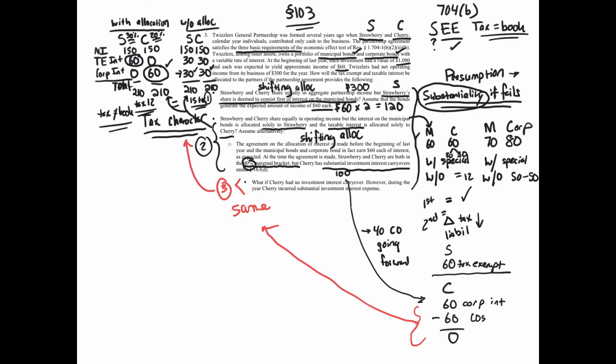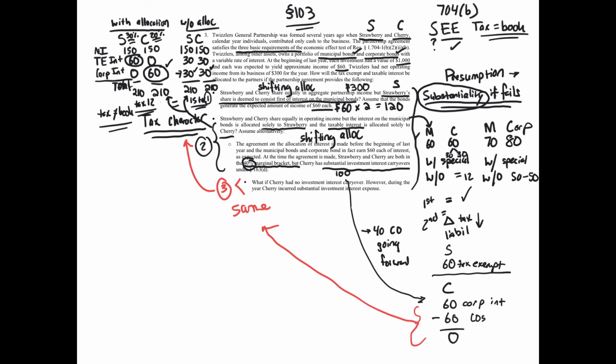And then when you're looking at the tax effect without, Cherry would end up having some offset because Cherry has substantial investment interest expense that could lower that, versus Strawberry doesn't have that, even though Cherry has it. The one thing I would mention is that with that substantiality failing, the presumption would be more likely to be overcome here than it would be in 2.